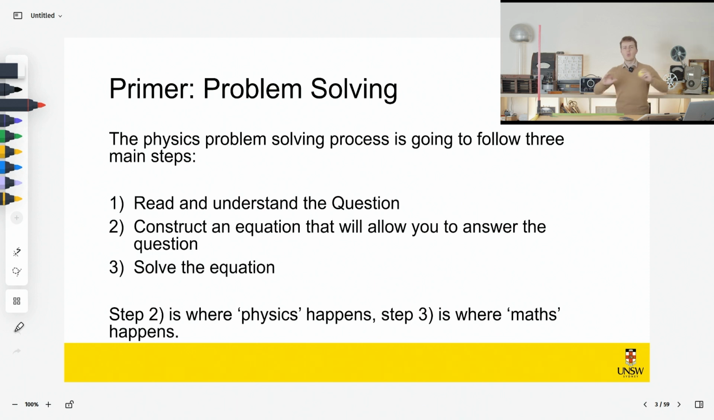And then, once we've figured out what equations we need to use and we've put in all the relevant terms that we know, we need to solve that equation in order to calculate our desired quantity, right? Now, step 2 is physics, right? Physics is where you take the natural world, you take the reality of reality, and you ascribe mathematics to it in a way that will allow you to find the thing you want to find, right?